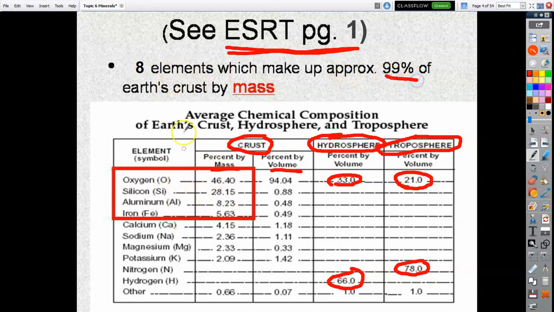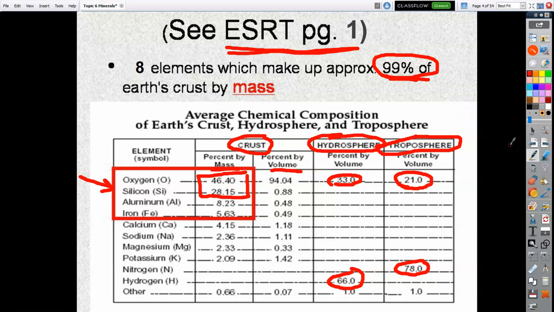99% of the crust is made up of the top 8. So oxygen, silicon, aluminum, iron, and then you're going to throw in calcium, sodium, magnesium, potassium. So just those 8 elements make up 99% of the crust by mass. And again, as I mentioned in that poster on the last slide, oxygen and silicon are the biggest group of minerals. They're called the silicates because you can see right there, about 75% is just oxygen and silicon. It's 46.4% and 28.5%. So that's a huge part of the Earth's crust.